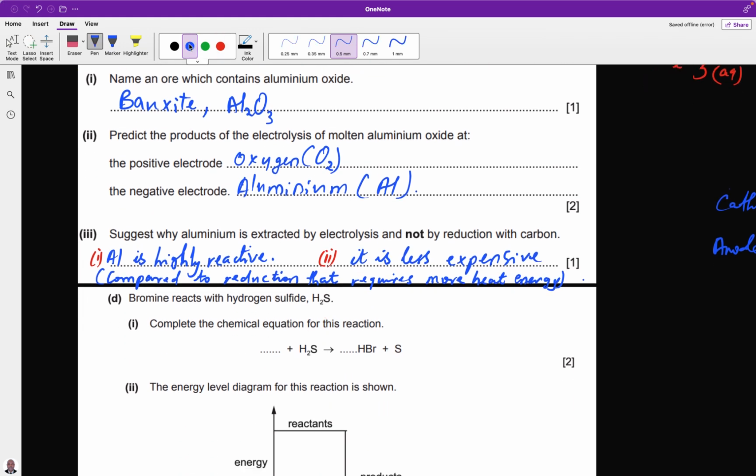Let's go to the D part of it. Bromine reacts with hydrogen sulfide. Complete the chemical equation for this reaction. Bromine, that is Br2, plus hydrogen sulfide will have 2 HBr plus sulfur. Finish.